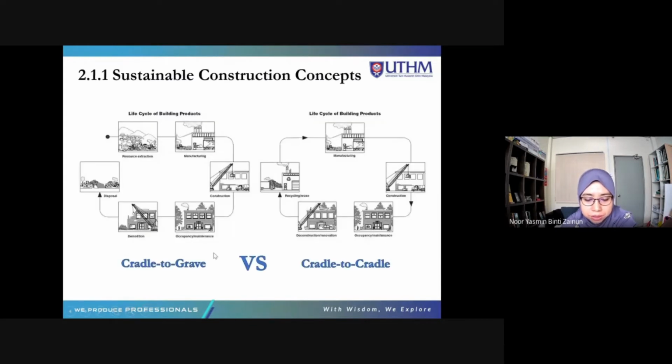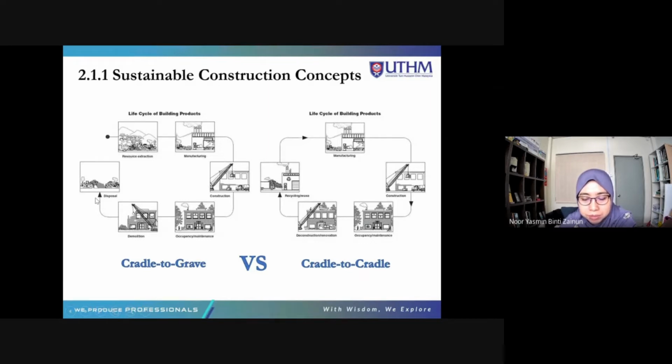Okay, sustainable construction concept, actually we have cradle to grave and also cradle to cradle. I mentioned this last week. Cradle to grave means the life cycle of the building products, from resource extraction, manufacturing, construction, occupancy and maintenance, and lastly demolition and disposal. So when we dispose, it goes to the grave. Bila kita buang tu kan, kita dah kuburkan dia. That's why the concept is cradle to grave, from the resources to the grave.